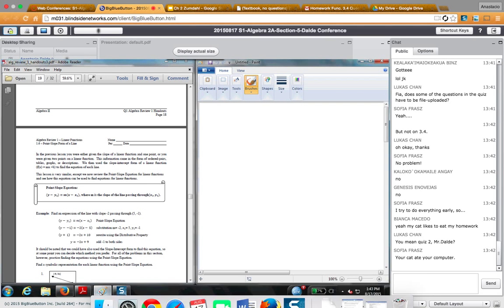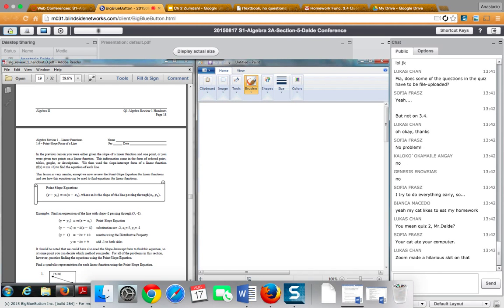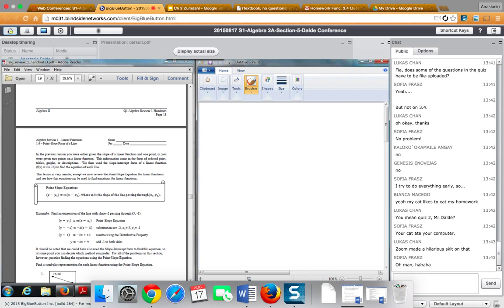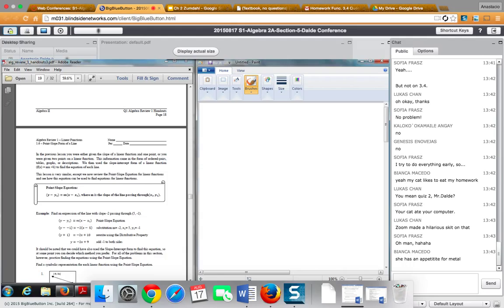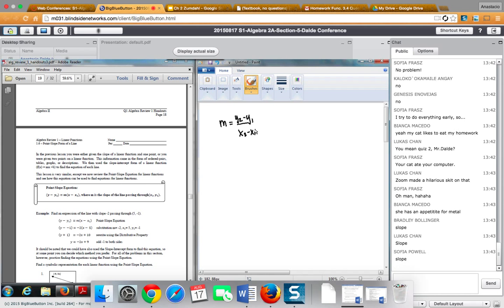What's going on, folks? We're going to be hitting up on point-slope formula. Now, there's a whole bunch of equations that I'm asking you to memorize. And yet, I'm kind of not asking you to memorize. There's that one equation that goes like m equals y2 minus y1 over x2 minus x1. Do you remember what that equation is for? It's the slope equation, right?